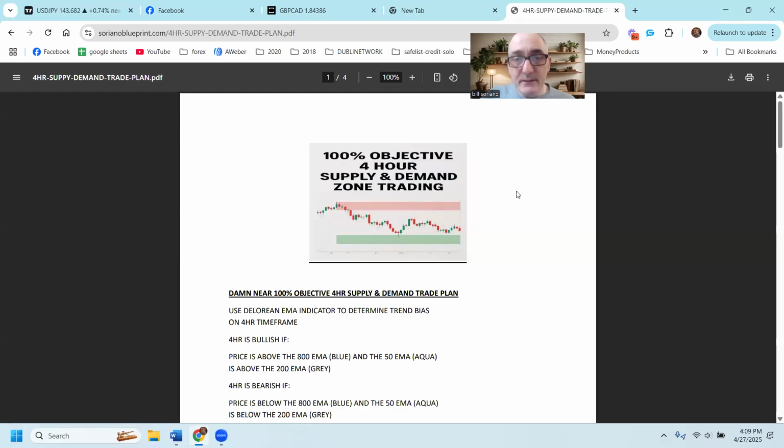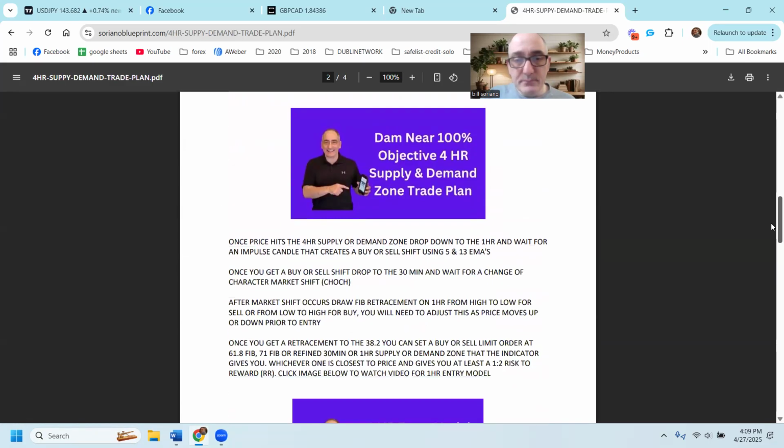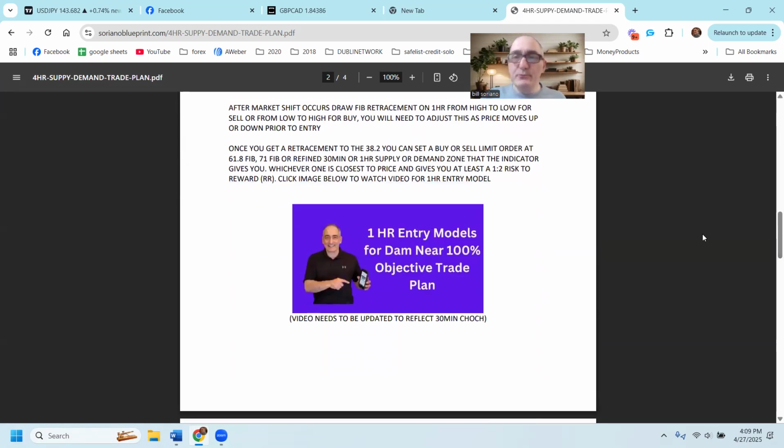This is a completely free trading strategy for you. My damn near 100% objective 4-hour supply and demand trade plan. Again, it's completely free. You will need an upgraded TradingView account if you want to be able to follow all the pairs like I do and set alerts for all the pairs. If you don't, you can just stay on a free account. But the essential account gives you the ability to add more than one indicator, and you do need more than one indicator. Otherwise, you have to keep taking one off and putting the other one on. So it's a little bit of a pain if you just use the free account, and you only get 5 alerts with the free account.